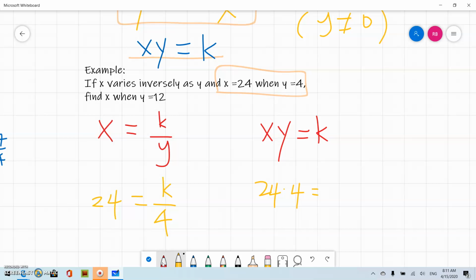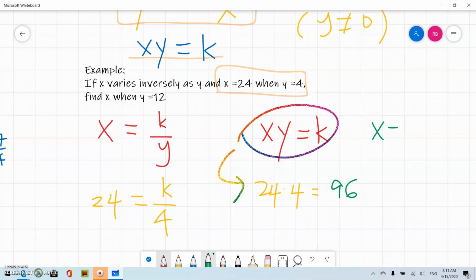You can see how writing it this way is just one step to find k, whereas this one, you still need to multiply to find k. Since now I have k, I need to find x. So then I can plug it in: x equals 96 over 12. And I think x is 8.